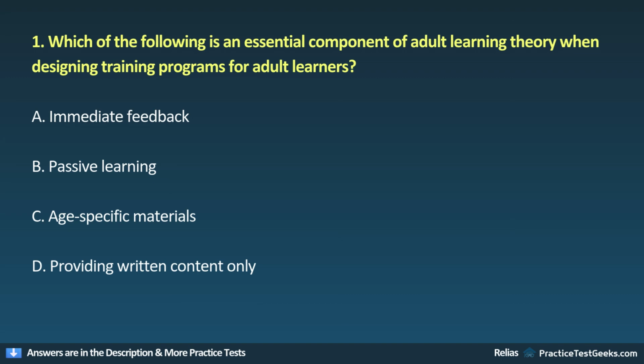1. Which of the following is an essential component of adult learning theory when designing training programs for adult learners? A. Immediate feedback. B. Passive learning. C. Age-specific materials. D. Providing written content only.